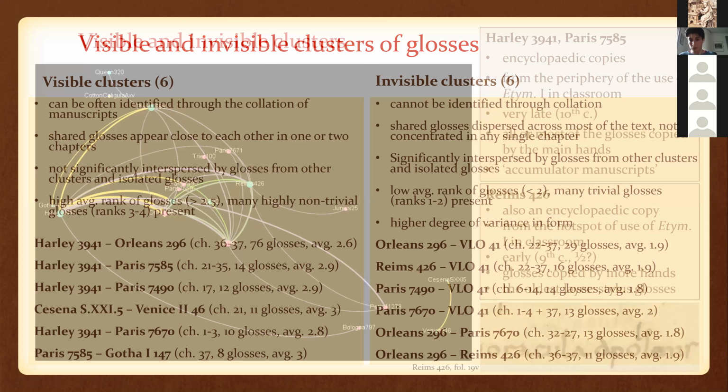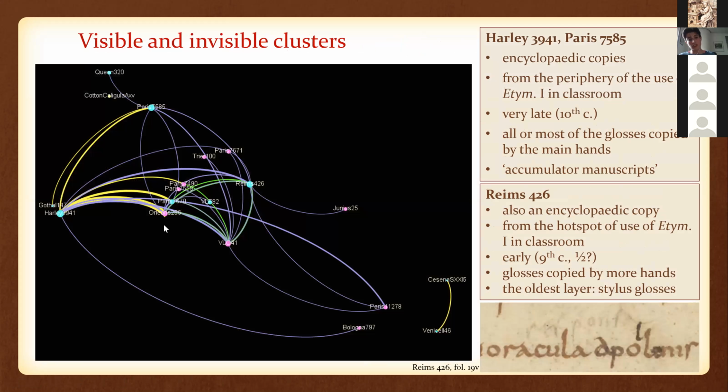If you plot it here, you can see that the yellows are visible clusters and green are invisible clusters. The yellow ones appear between manuscripts of the encyclopedic copies, and the green are either between grammatical manuscripts or, in one case, Rhymes 4 to 6, which is also quite interesting because it contains many of these invisible clusters as well, even though it is an encyclopedic copy. And there is a good reason for it.